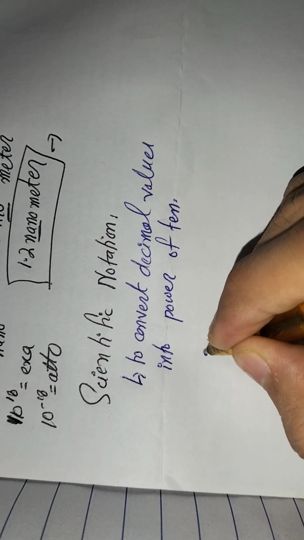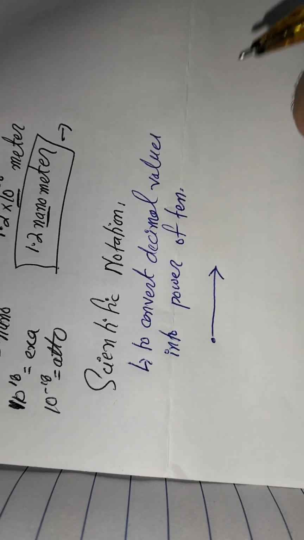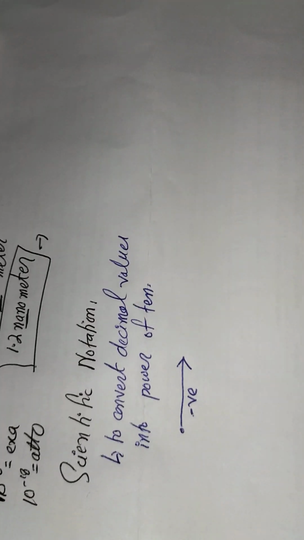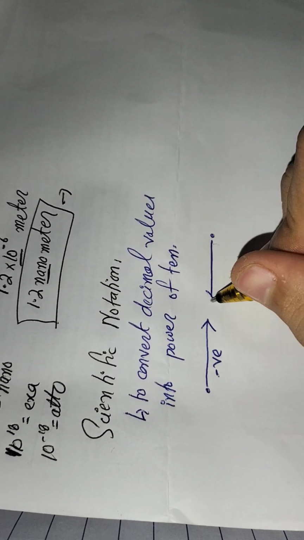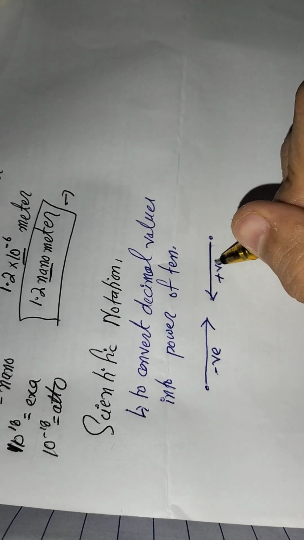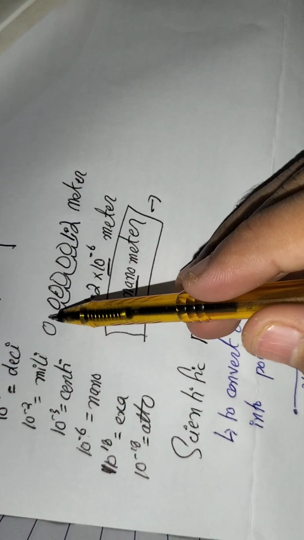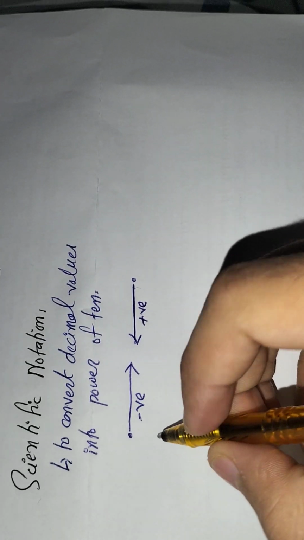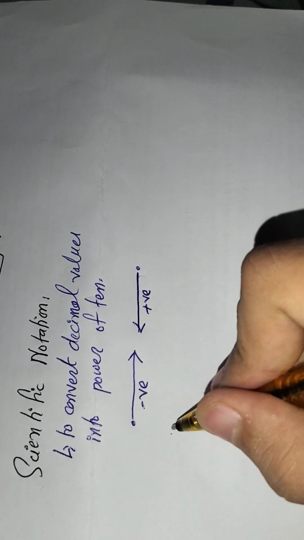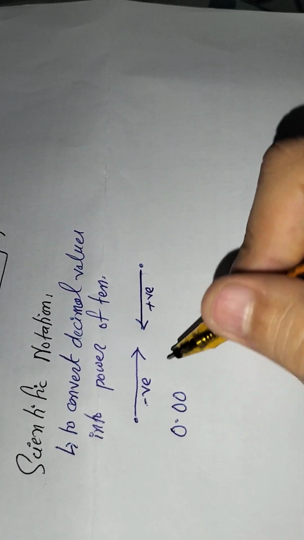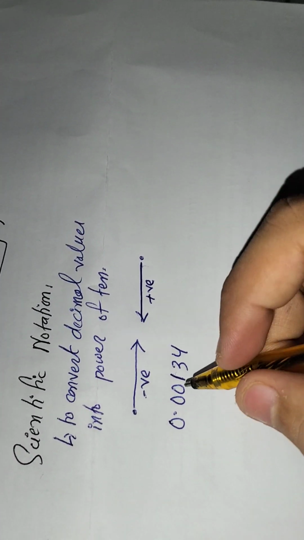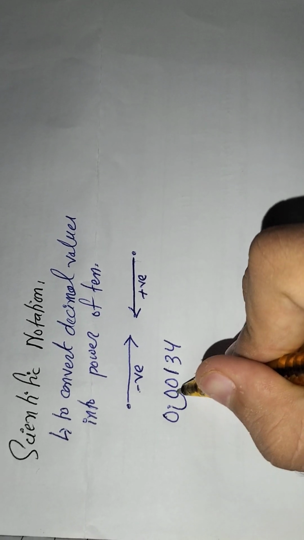If we are moving the point from this side to this side, the power of 10 will be negative. If the point is moved from here to this side, then we will take the power as positive. For example, here we moved the point from here to here, so we took the negative side. I should take one more example: 0.00000134.